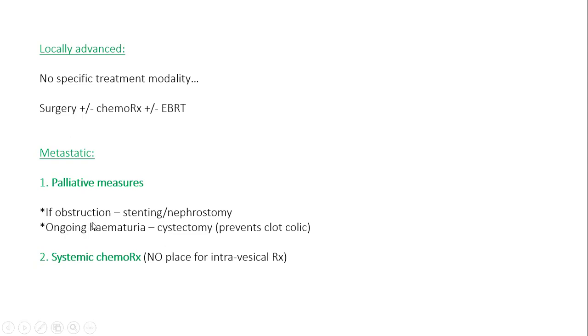And also here, if the patient has ongoing cystic hematuria, you do a cystectomy, because sometimes this can, in the long term, give rise to clot colics.